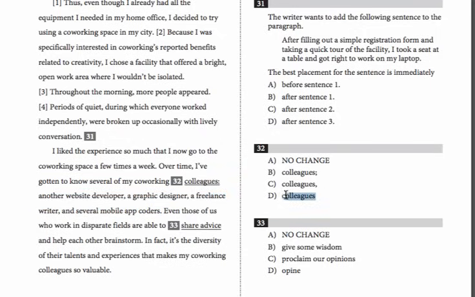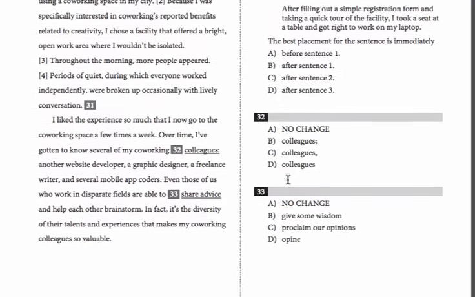That makes no sense. That's terrible, right? And finally, we have no punctuation, right? Over time, I've gotten to know several of my co-working colleagues and other website developers. That's just a run-on and is terrible and obviously wrong. So in this case, 32A is correct.